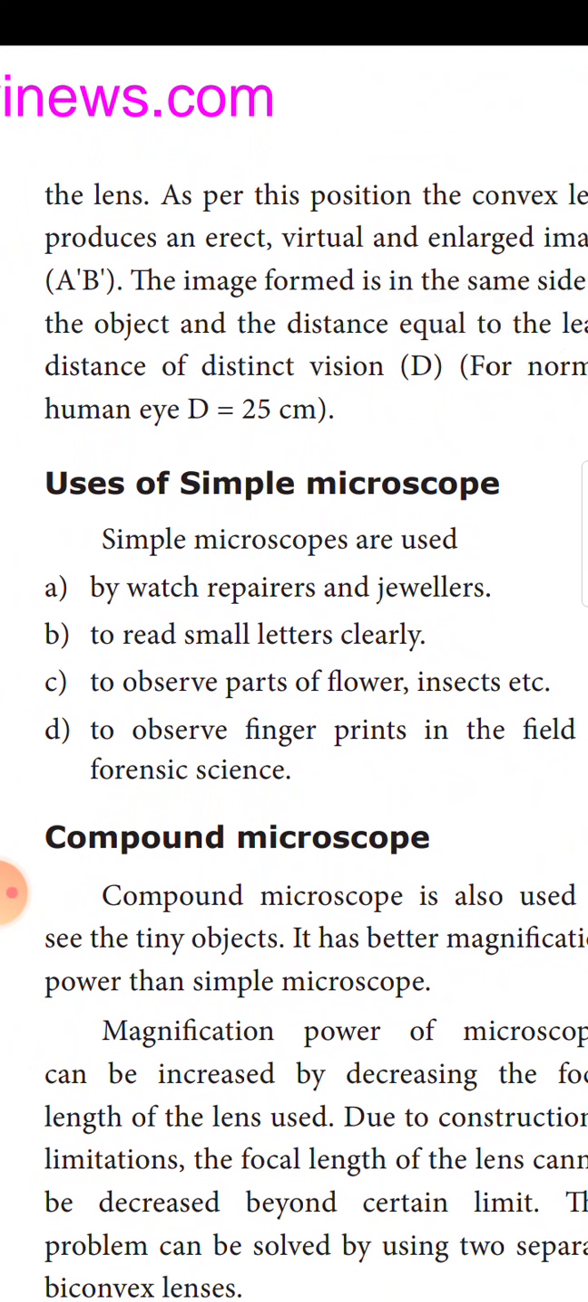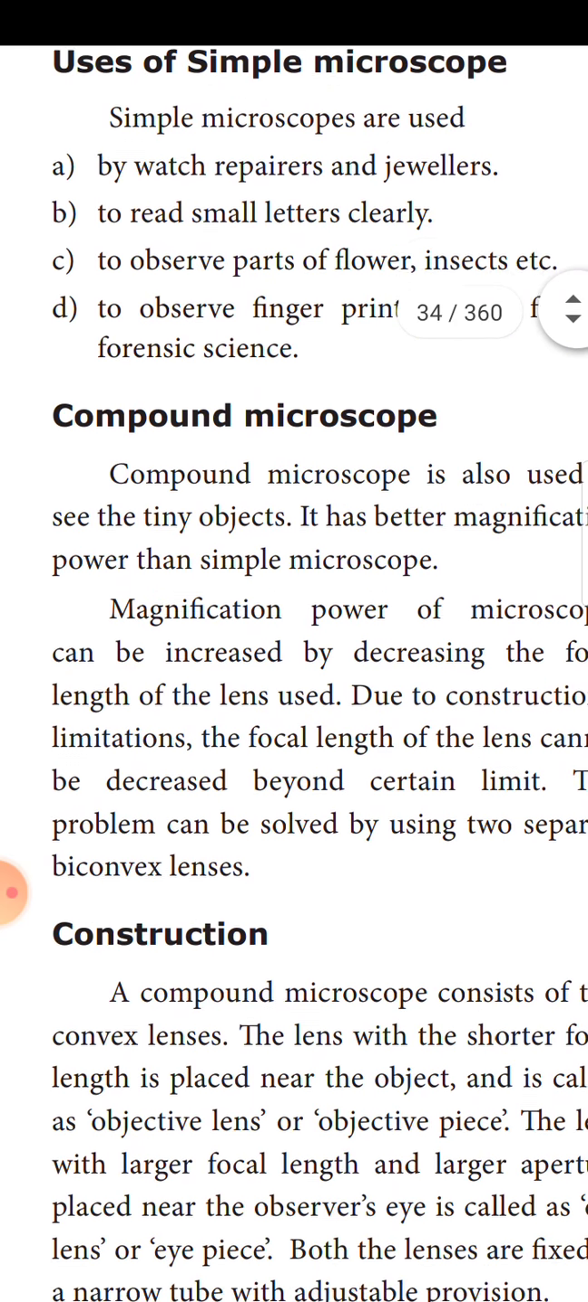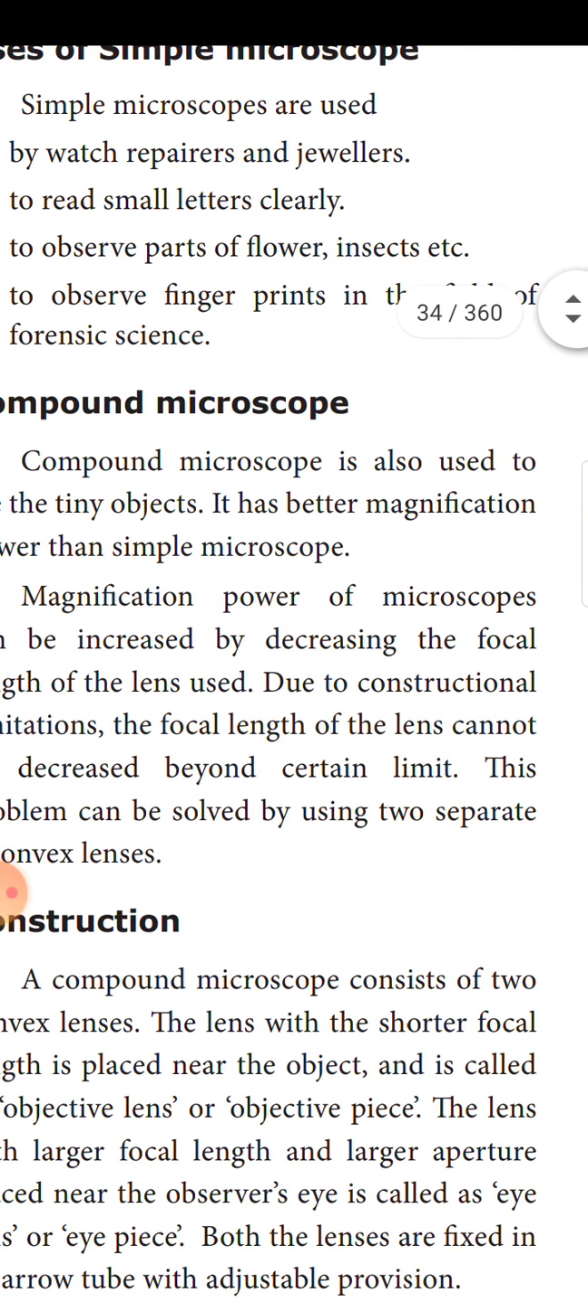Uses of simple microscope. Simple microscopes are used by watch repairers and jewelers. A simple microscope can be used by watch repairers and jewelers to read small letters clearly, to observe parts of flowers, insects, etc., and to observe fingerprints in the field of forensic science.